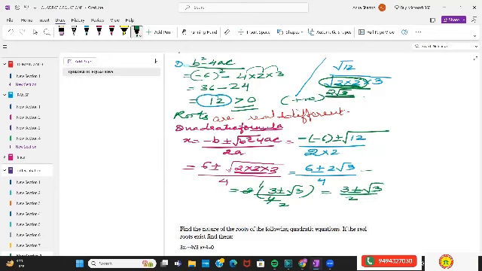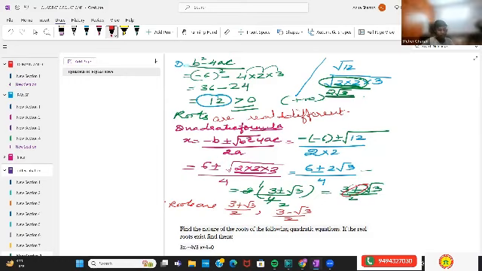Now here, see, we have got 2 signs, plus and minus. So you will write roots are, firstly you will consider the plus sign, 3 plus root 3 by 2. Then the second root will be 3 minus root 3 by 2. That's why we are writing 2 signs, plus and minus, both together. Clear?